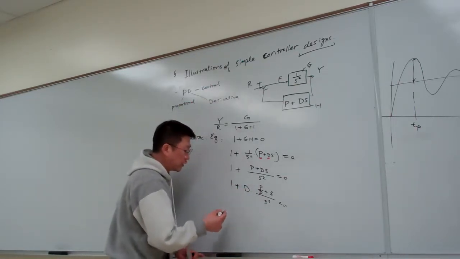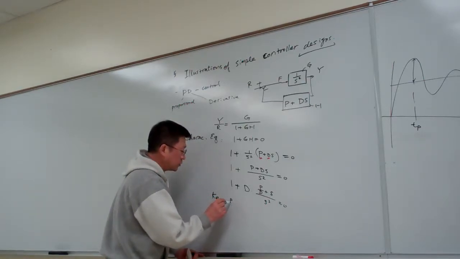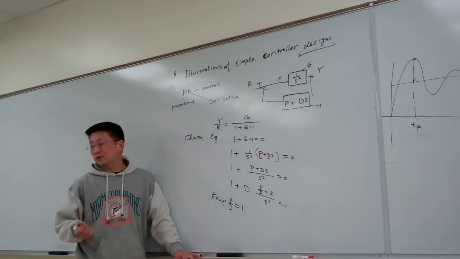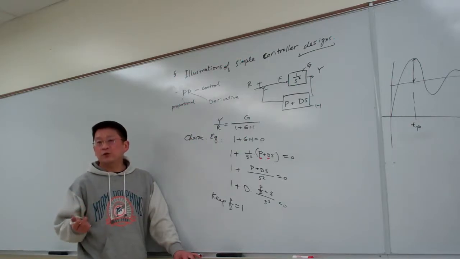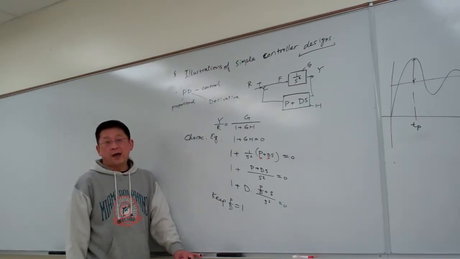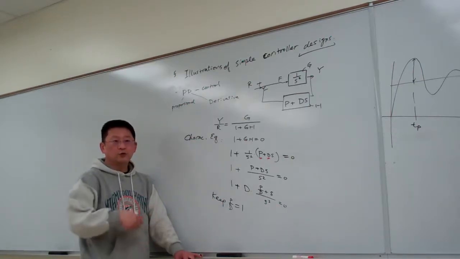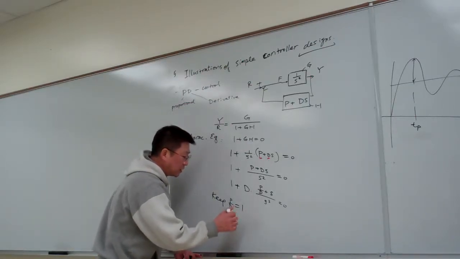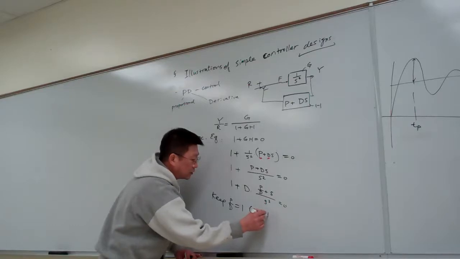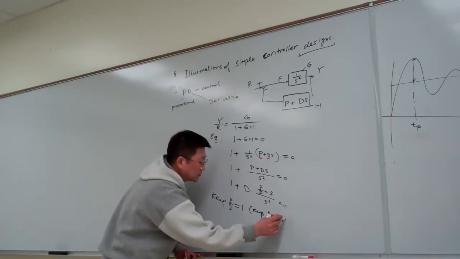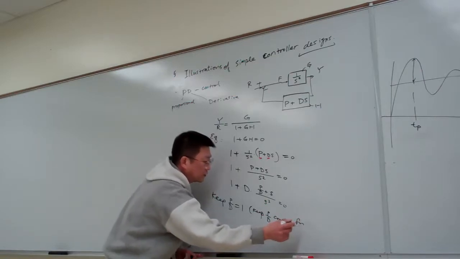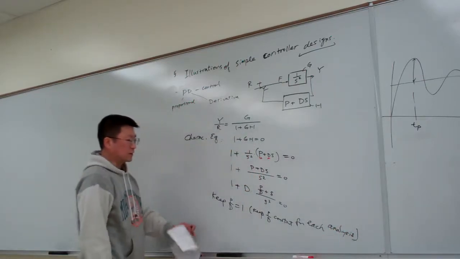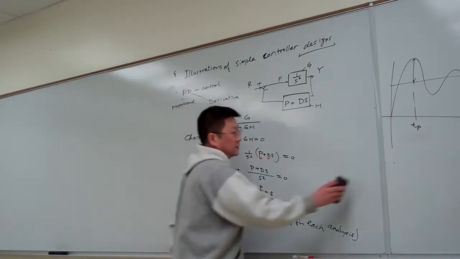So my strategy is to keep the ratio p over d, for example equal to 1, then study the behavior of the corresponding root loci. If I can't find the appropriate system behavior I want, then I simply change this ratio and redo the analysis again. So the strategy is to keep p over d constant for each analysis.